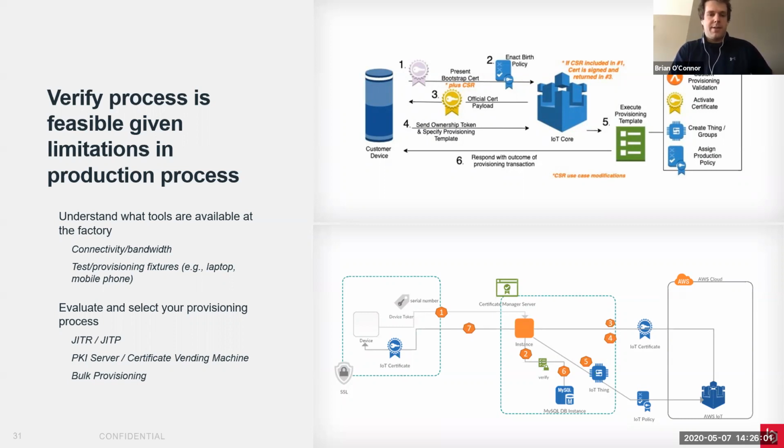So in order to get to one of these architectures, you need to understand what tools are available at the factory. So that's things like your connectivity and bandwidth, and what devices are you actually using to flash certificates onto your device. That could be a laptop, it could be a mobile phone, it could be something else, but that'll help understand what's actually feasible. And then make sure you evaluate what your provisioning process is, whether that's just-in-time registration or just-in-time provisioning.